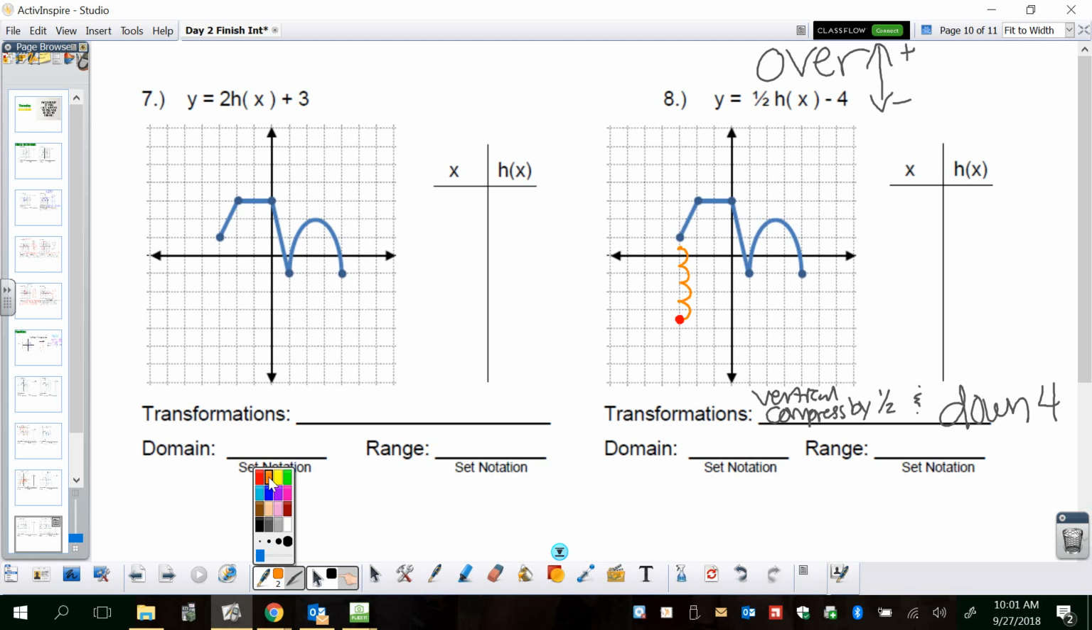So then this one goes up 3. What's half of that? Half of 3. 1.5. So 1.5. And then I do what? Down 4. Down 1, 2, 3, 4. So again, this starts at 1.5 and then goes down 1, 2, 3, 4.